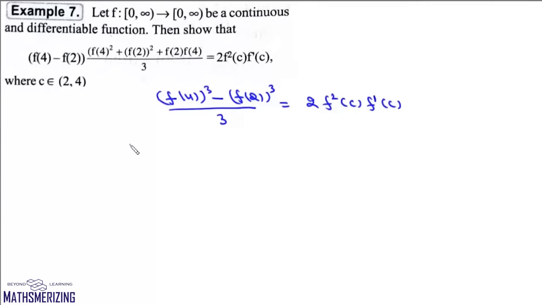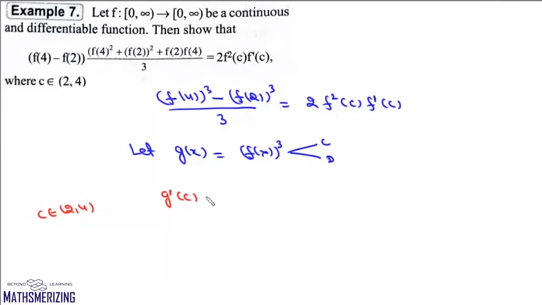Now what we'll do is we'll assume a function g(x) which is f(x) cube. Since f is continuous and differentiable, g(x) is also a continuous and differentiable function. That means Lagrange's mean value theorem can be applied to this. So there exists a point C in the interval 2 to 4 such that g dash C is equal to (g4 minus g2) upon (4 minus 2).